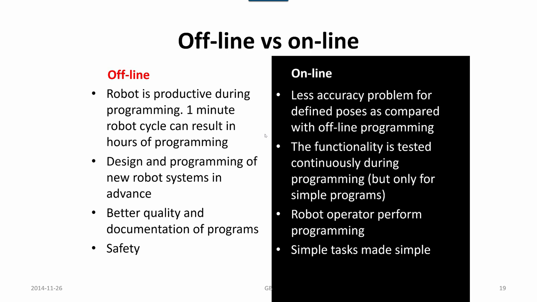Usually we get a better quality and documentation of programs. We can reuse what we've done before in a better way. And of course, we can also try out different aspects related to safety without any injuries, because that is only in the virtual world, so to say. But for online, we have a less accuracy problem for defined poses as compared with offline programming. In principle, what you see is what you get, so to say.